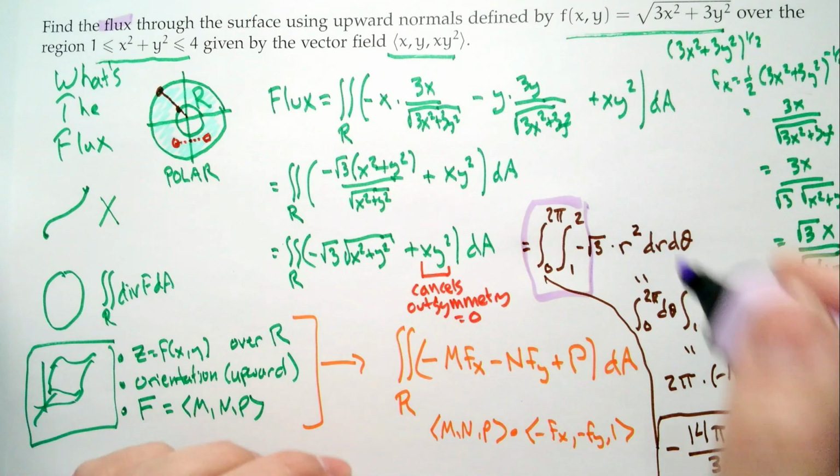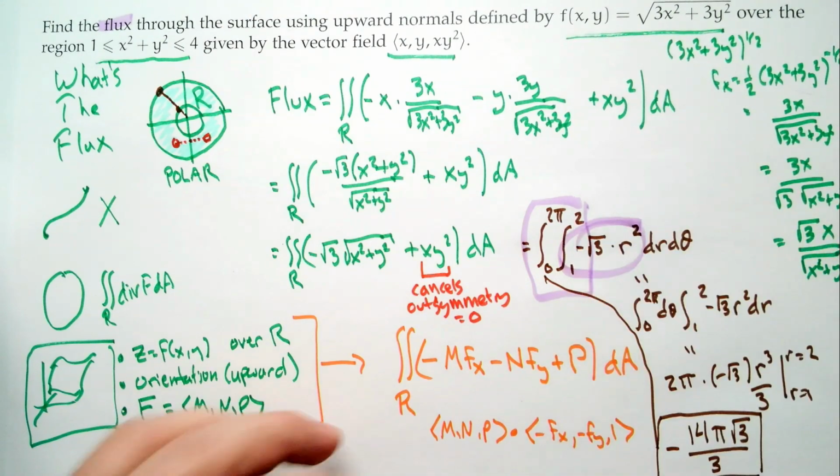The other thing you need is to say, I can write the function as something which only depends on theta, which in our case is 1, times something which only depends on r, which is the minus root 3 r squared. So when you have those 2 things, the bounds are all constants, and you can pull the function apart as a product of 2 functions, then you can separate. But again, that's not a requirement.